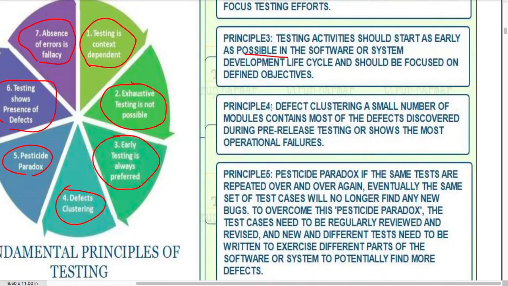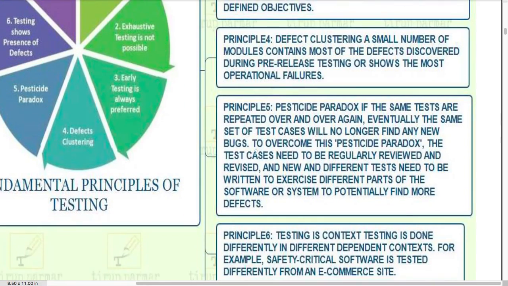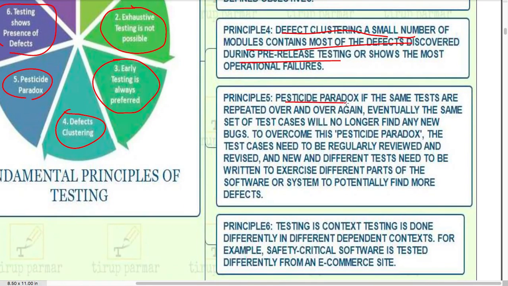Then the fourth principle, where we cluster our defects based on the different modules present in our software. A small number of modules contain most of the defects discovered during pre-release, meaning before releasing the software. So we need to cluster those defects differently and try to solve them as well. Then the next principle, as we already discussed, is the pesticide paradox: if the same tests are repeated over and over again, that won't help you identify new defects in our system. Hence, to overcome this, the test cases need to be regularly reviewed and revised. Always try to test your software in a different aspect by providing different data and check how it reacts.